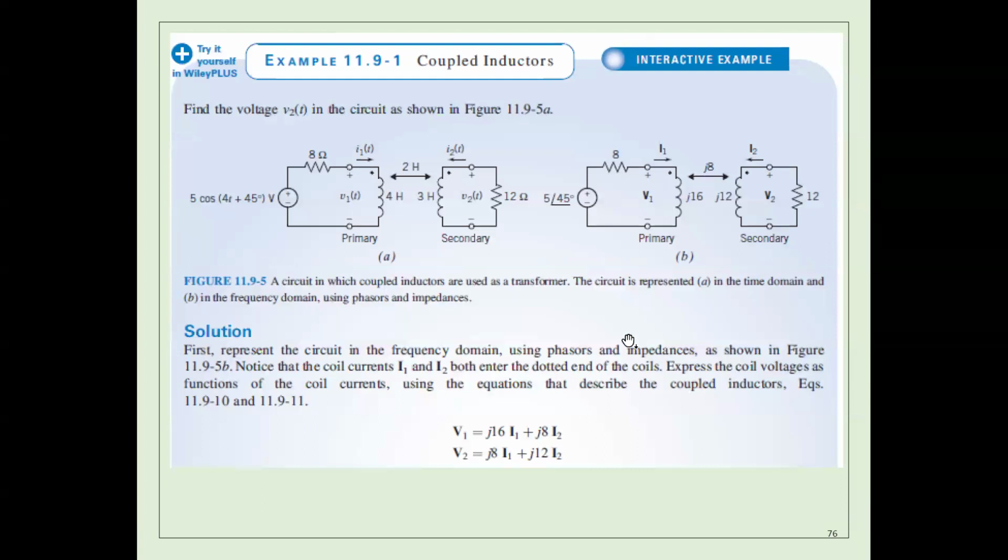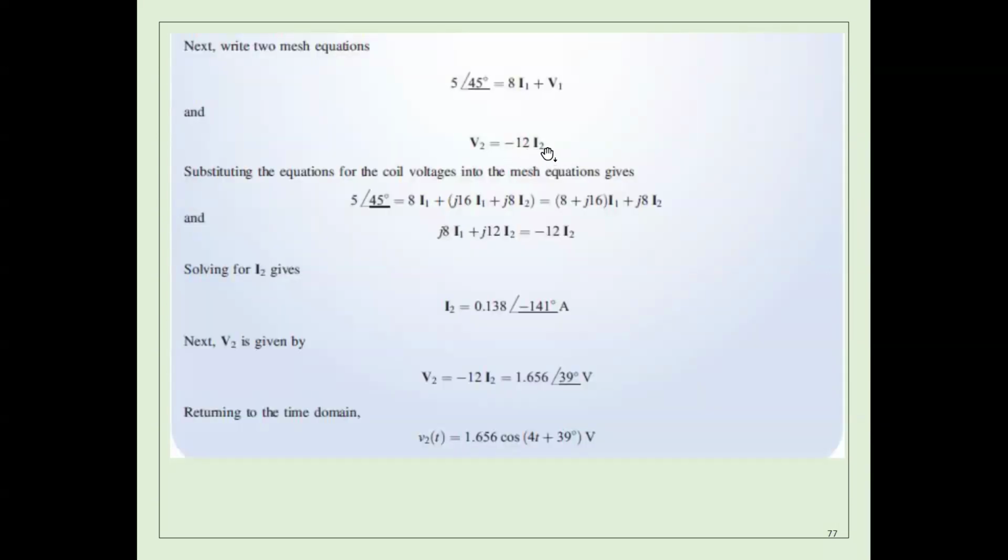I didn't even think about what they are asking for. They need the voltage here; you need to find the voltage here. I'm focusing on finding the current, because once you have the current, you can get everything else. This is the main focus. So I want to find the voltage here, which is actually negative 12 I2. Once I got I2 this way, I multiply it by negative 12, and I get V2 here, and then I convert it to the time domain.